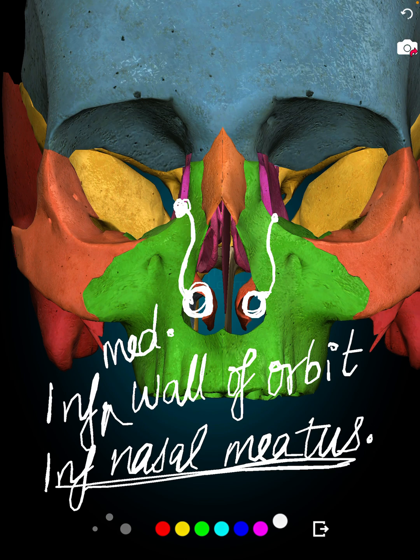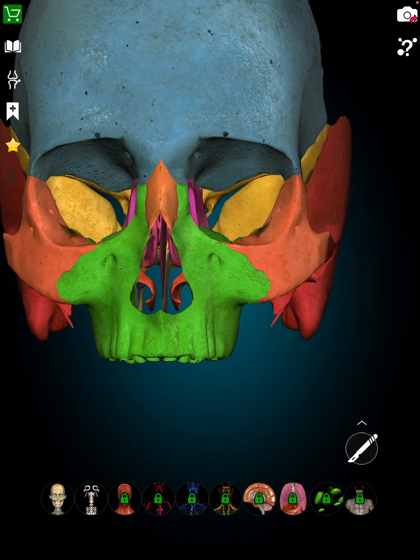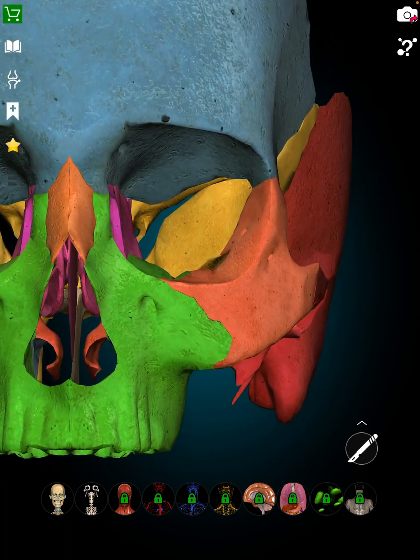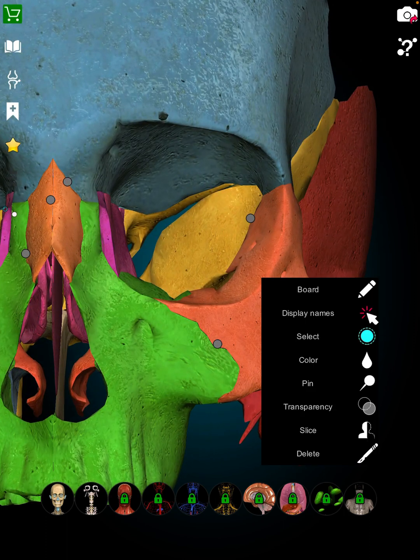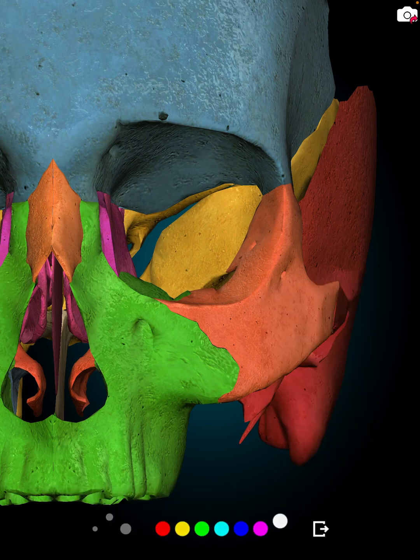Okay, clear? So we have finished all the 11 connections of the orbit. Once again, we will quickly revise all the 11 connections of the orbit. When I mark it, please try to name it along with me. So the first one, what is this? Supraorbital foramen. We have the infraorbital foramen. We have the optic canal. We have the superior orbital fissure. We have the inferior orbital fissure.